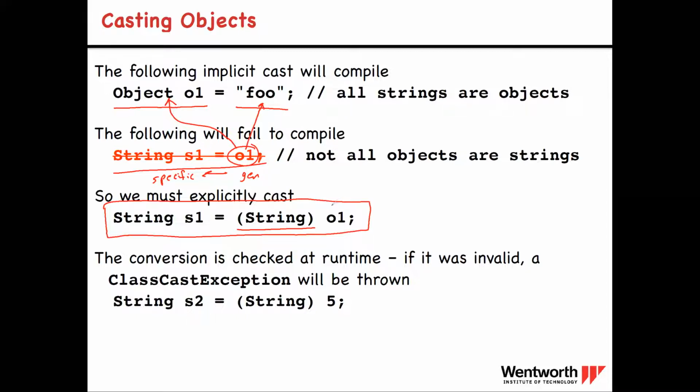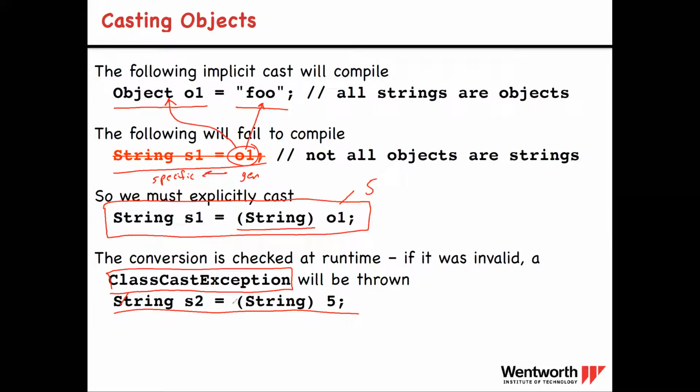If it was invalid, if this was actually a number 5 or something, if that was the case, then I would get a class cast exception. And so you see that number 5 example right here. If I tried to do this, when I ran the code, it would not work properly.